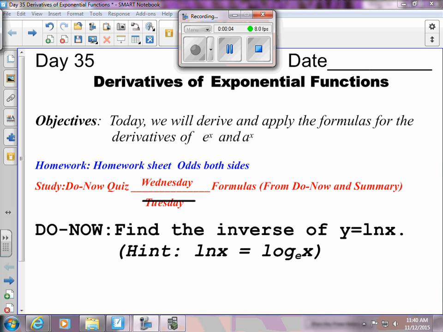All right, guys, on Tuesday, what did we discover? Who remembers? What about the ln of x? Jillian? Okay, yeah, we found the derivative of the ln of x. In fact, all logs, right? Logarithmic functions. I'm going to come around and check that homework.